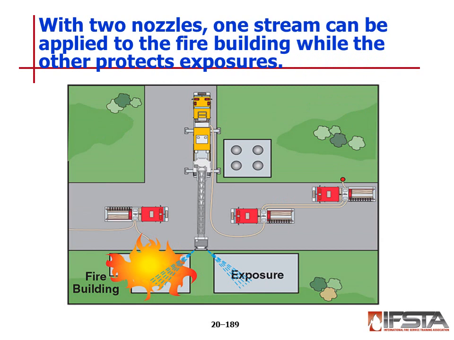Some elevated platform apparatus are equipped with two nozzles on the platform. With two nozzles, one stream can be applied to the fire building while the other protects the exposure. Use of two nozzles from an aerial platform is dependent upon availability of water, required flow, and the number of firefighters available to operate the monitor. Because of these factors, full use of the apparatus may be limited.